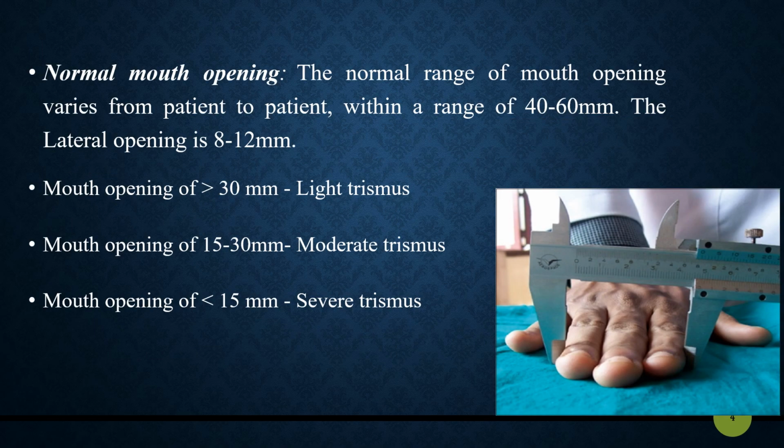Now, what is the normal mouth opening? The normal range of mouth opening varies from patient to patient within a range of 40 to 60 millimeters, and the lateral opening is 8 to 12 millimeters. Now, a mouth opening of greater than 30 millimeters is considered to be light trismus. If the mouth opening is between 15 to 30 millimeters, it is considered moderate, and if it is less than 15 millimeters, it is considered to be severe trismus.